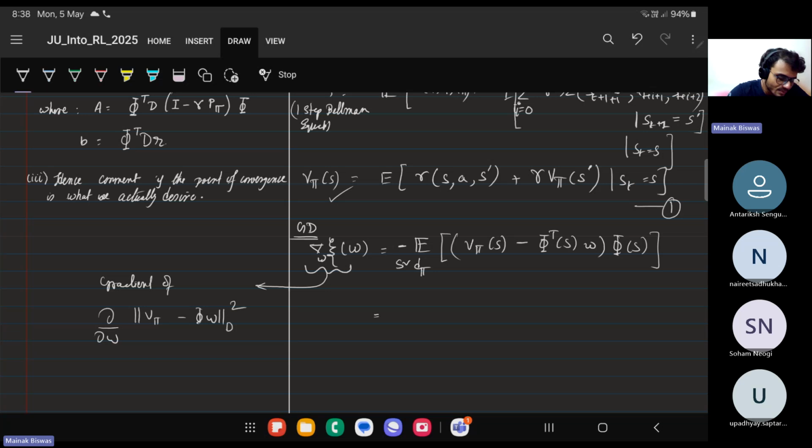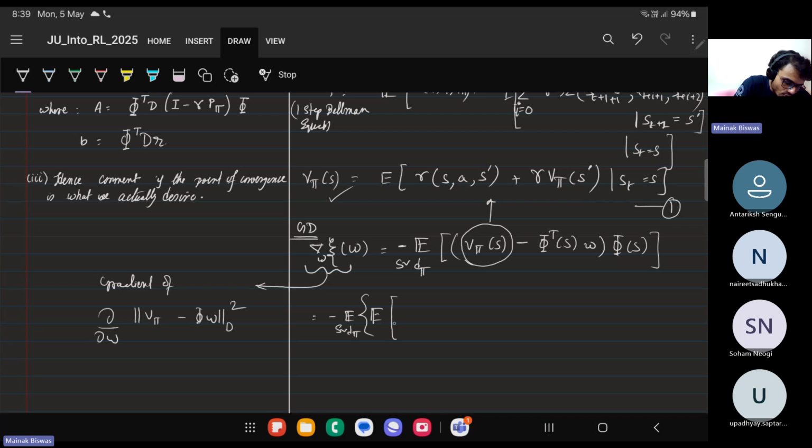See, I have found out v pi of s, right? Do you agree? Okay. I found out v pi of s in terms of d pi. Good. So let us try to write it down. So what will it be? And this expectation is another expectation, yes or no?